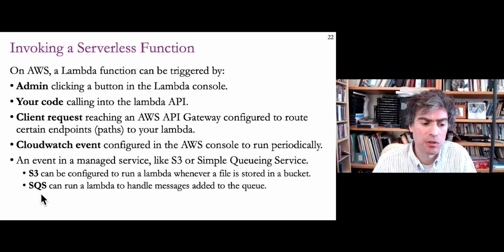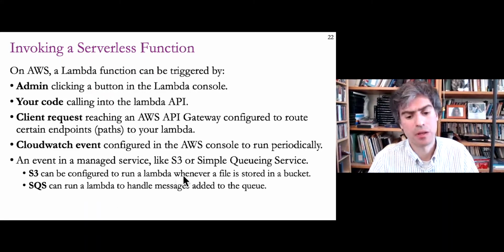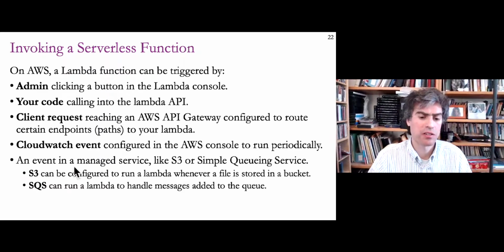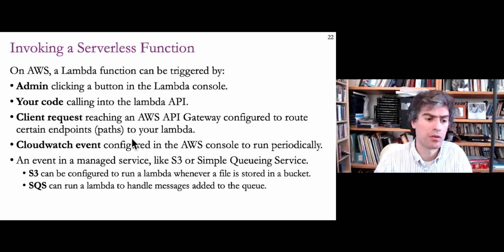SQS is the simple queuing service, Amazon's managed message queue. You can configure that to run a Lambda to handle the messages that are added to the queue. And there are other services that can be configured that way. So in other words, a lot of their services on Amazon are designed to be able to do things with Lambdas. You can connect different services with Lambdas. But you also can use API gateways and the API for Lambda to invoke them in other ways.